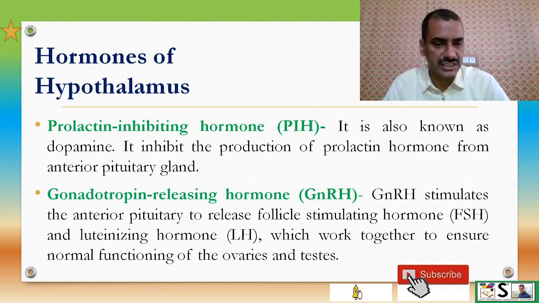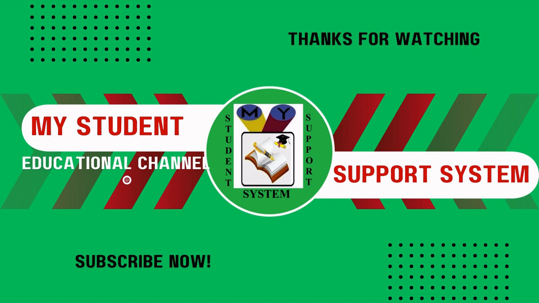Gonadotropin-releasing hormone, GnRH. GnRH stimulates the anterior pituitary to release follicle stimulating hormone and luteinizing hormone, which work together to ensure normal functioning of ovaries and testes.